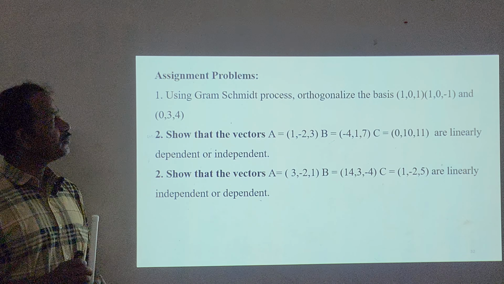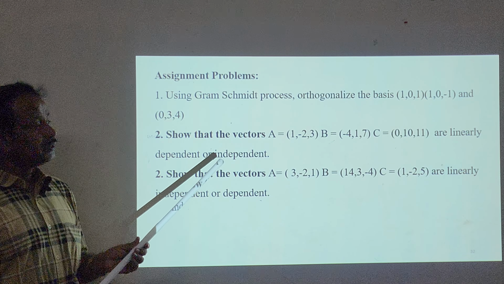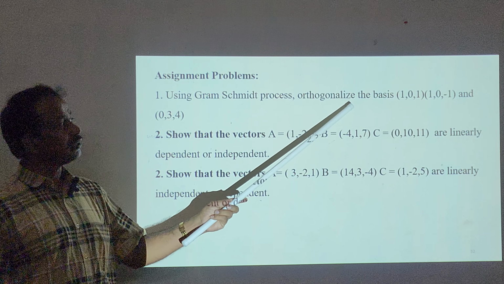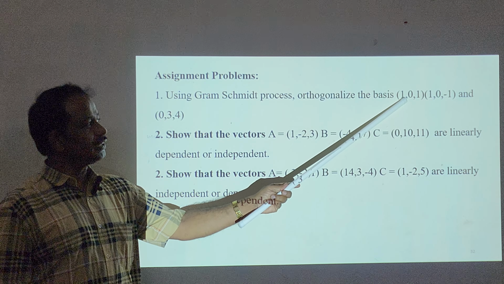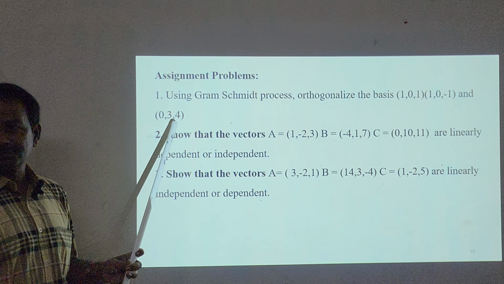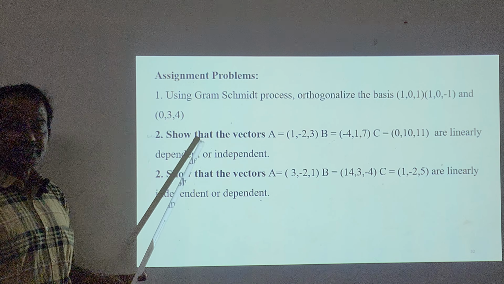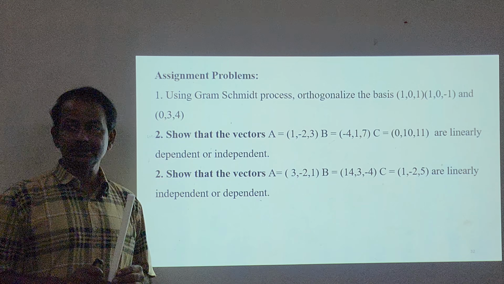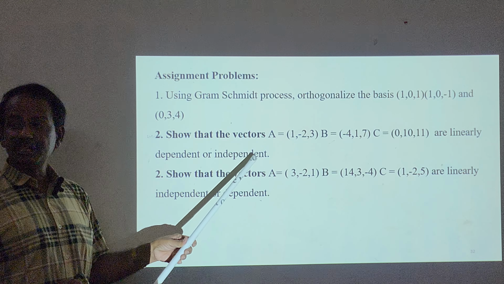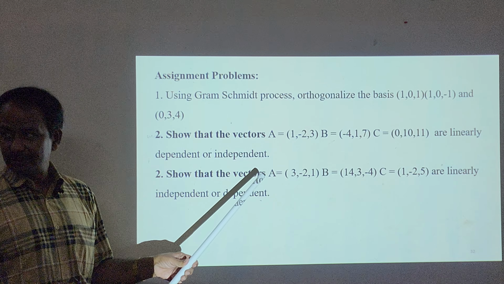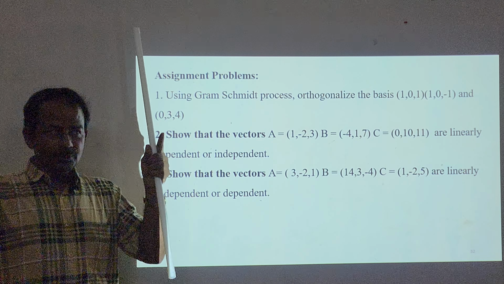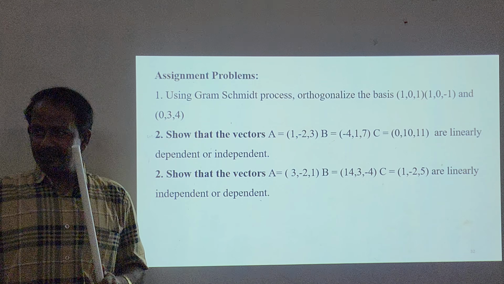Okay, now we will have one assignment. In this assignment you are going to use the Gram Schmidt process and orthogonalize the basis 1, 0, 1, 1, 0, minus 1 and 0, 3, 4. This assignment we already discussed in the last video lecture, and it is about linearly independent or linearly dependent vectors. You just check. When you take the determinant, the answer is 0.